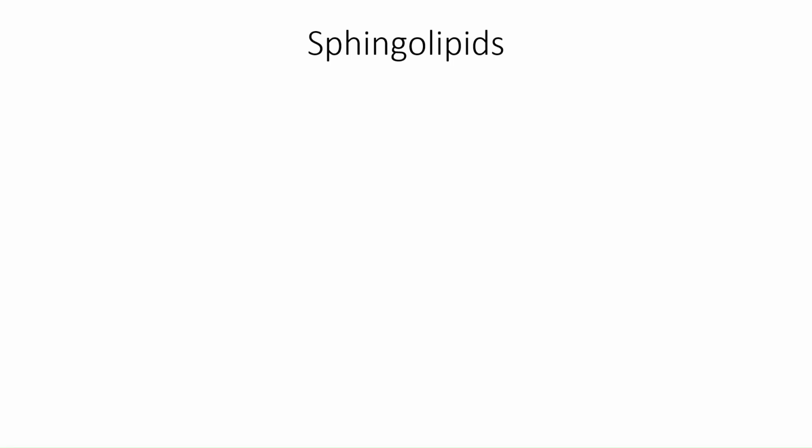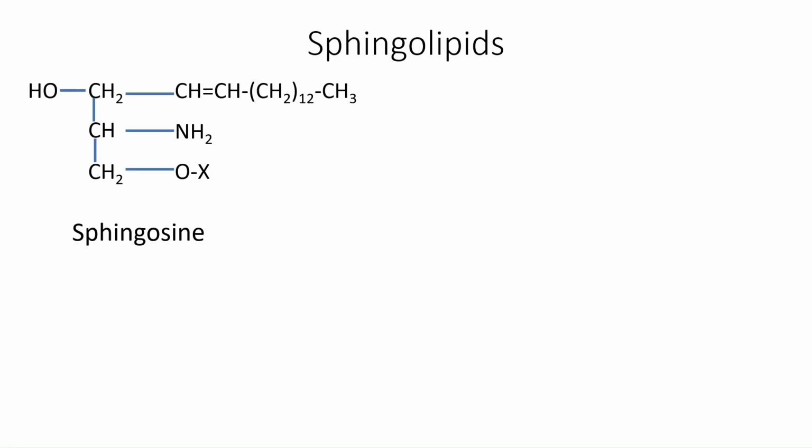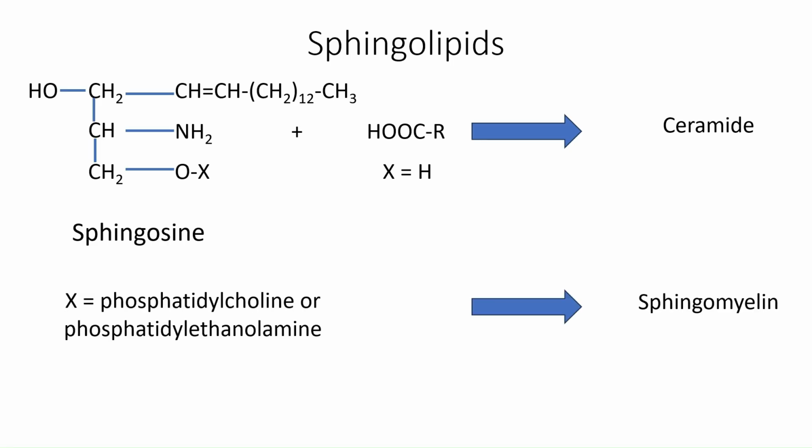Now moving on to sphingolipids. Just like we had glycerol as backbone, in the case of sphingolipids, we have sphingosine as the backbone. When we add a fatty acid to the amine group on the second carbon, and the polar group is hydrogen, we get ceramides. When the polar group is phosphatidylcholine or phosphatidylethanolamine, we get sphingomyelins.